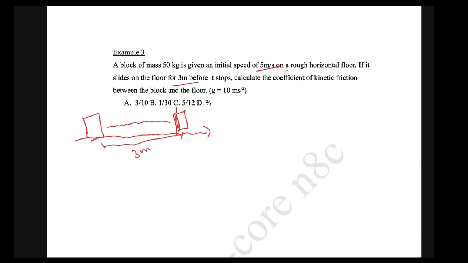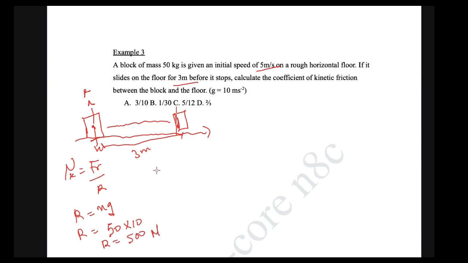Now we are looking for the coefficient of kinetic friction. Understand that the coefficient of kinetic friction, as we said before, is frictional force over normal reaction. Since the weight is acting vertically downward, this is the normal reaction. So our normal reaction R is going to equal mg. The mass is 50, g is 10, so the normal reaction is going to equal 500 newton.